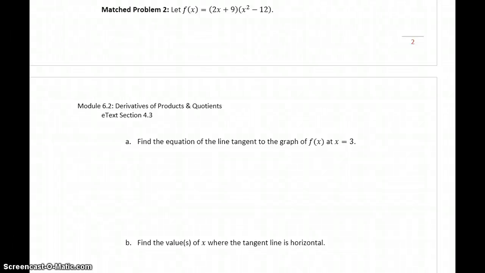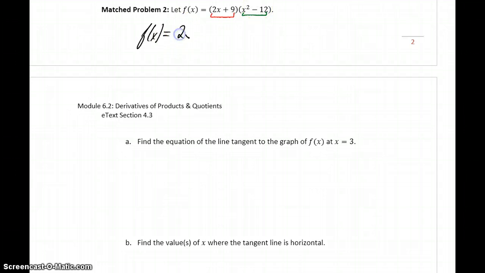This is another example of a problem where our function f is the product of two functions. So in this case, the product of 2x plus 9 and x squared minus 12. But again, in this case, it's going to be to our advantage to not apply the product rule and recognize that we can rewrite this function by using the FOIL method basically to expand this out.